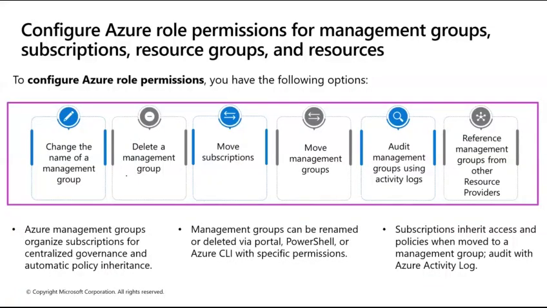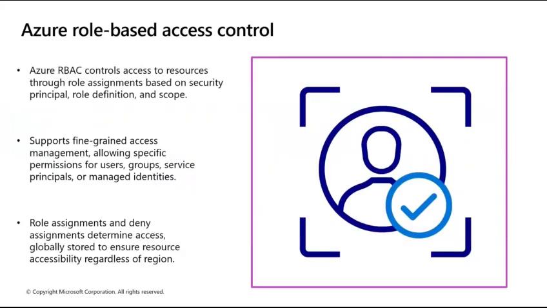That's how it works, and that's what this point says here. See, centralized governance and automatic policy inheritance. Management groups can be renamed or deleted via Portal, PowerShell, or Azure CLI with specific permissions. Subscriptions inherit access and policies when moved to a management group. Audit with Azure Activity Log. I've already shown you that, right? These are some of the steps that you need to be aware of.